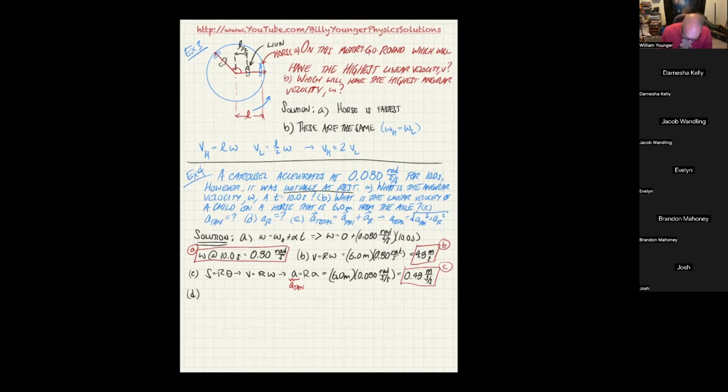Well, the radial part is what we recognize: A radial is equal to V squared over R. That's convenient, but that would require me to use V, which I calculated, and it's best not to use calculated quantities. So I'm going to use the expression V equals R omega and put it in there. What I'm going to get is R squared omega squared over R, which becomes just R omega squared. So now I can calculate the radial acceleration. That radial acceleration will be 6.0 meters times 0.080 radians per second squared.